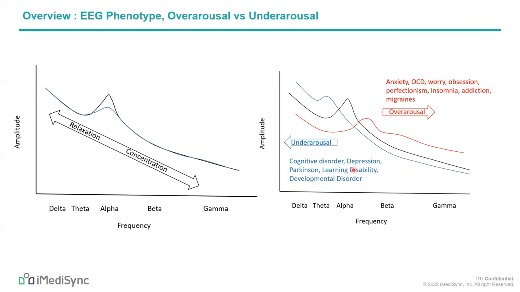In the underarousal phenotype, alpha frequency is decreased and frontal alpha dominates compared to the posterior alpha. And further, alpha rhythmicity disappears. And finally, theta rhythm appears, which shows a peak frequency located in the theta range, not the alpha range.